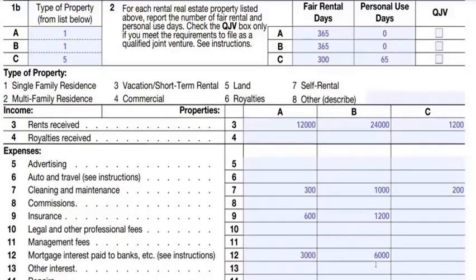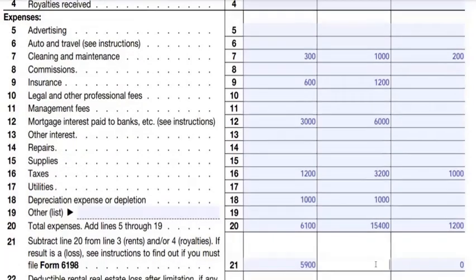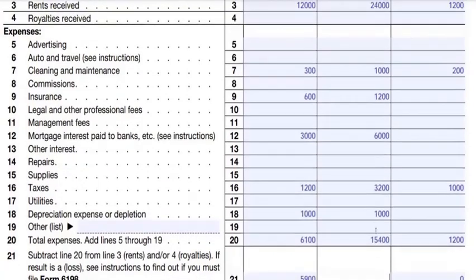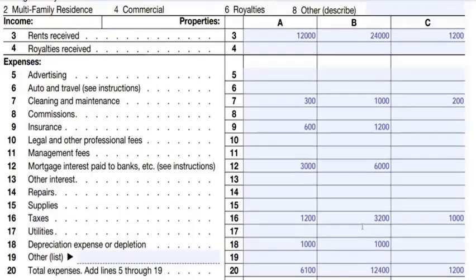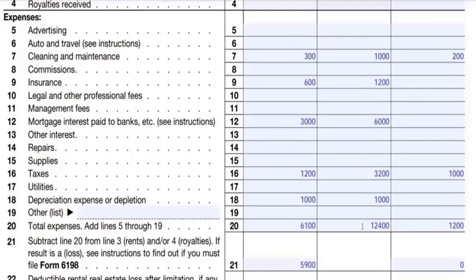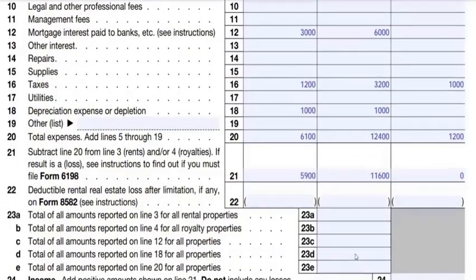And here, for B, it should be 15400 and 12400. Yes, sir, 12400. Okay. So now 11,600 is the income, right? Great. Okay, now let's see.